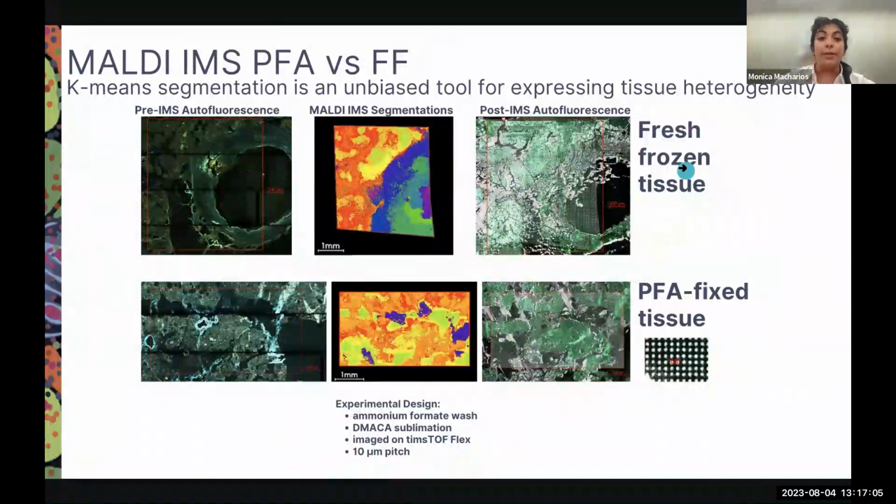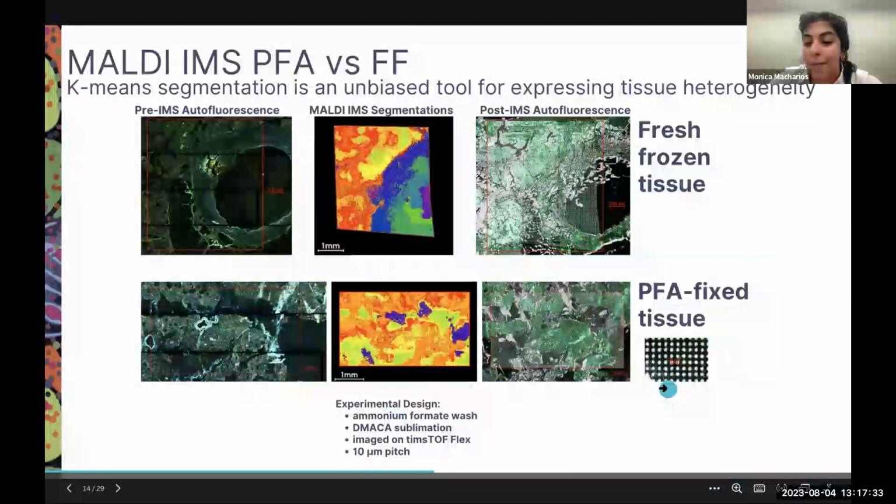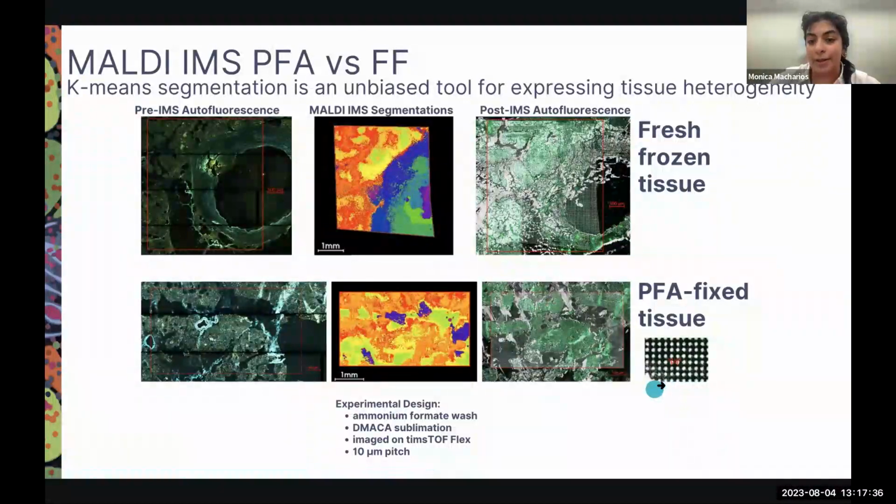And then K-mean segmentation is a tool used to cluster your mass spectra in a localized manner. And I just have the results from fresh frozen and PFA fixed just to show that K-mean segmentation can be used as an unbiased tool to express tissue heterogeneity. And here I have a zoomed in area from our post-IMS autofluorescence just to show that we are collecting images at 10 micron resolution as seen from the laser marks.